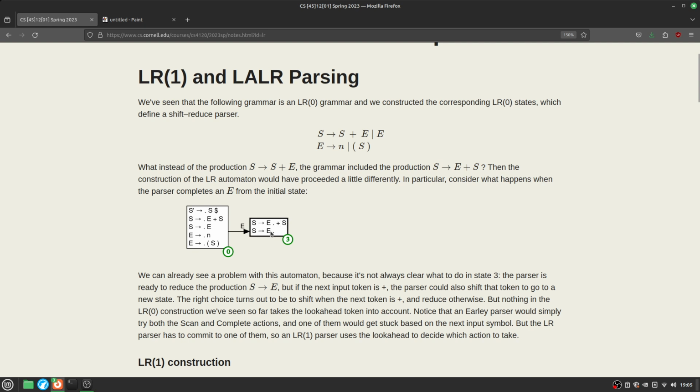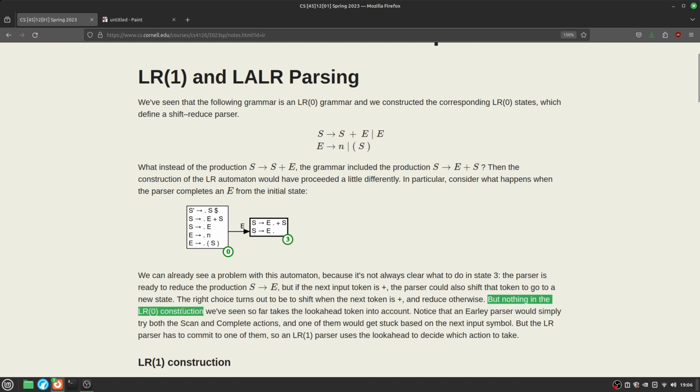Because we finished this, we would expect to reduce. But we haven't finished this top one. We can always see a problem with this automaton because it's not always clear what to do in state 3. The parser is ready to reduce the production S to E, but if the next input token is a plus symbol, the parser could also shift that token to go to a new state. The right choice turns out to be to shift when the token is a plus symbol and reduce otherwise.